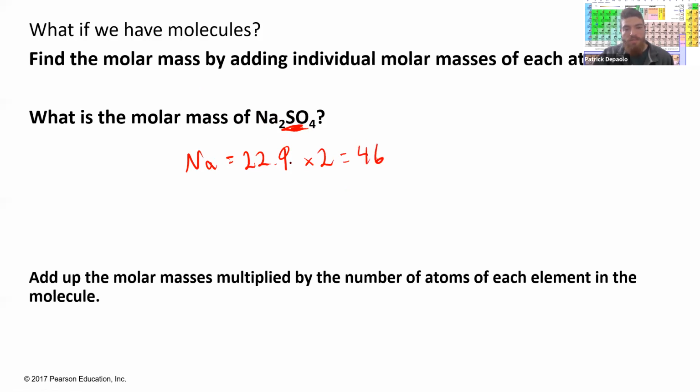That'll be 46. Then for sulfur, it's 32.06, and there's just one of them, so that's 32.06. Oxygen, there's O4. Each oxygen is around 16, and in your textbooks and periodic table it says 15.997. That's okay. Something that close to a whole number, you can definitely round to the whole number. And we have 4 of them. Times 4, you get 64.